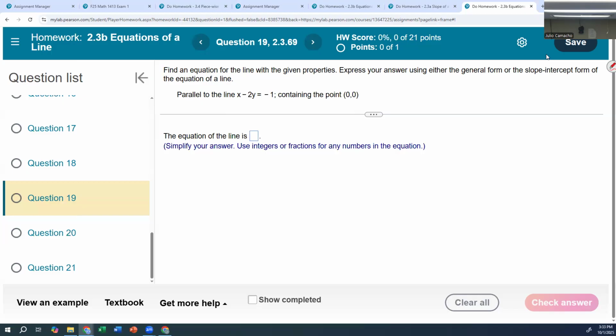So again, they gave the parallel line's equation. Sorry, this equation is in standard form: x minus 2y is equal to negative 1. So we need to convert the formula to slope-intercept form. This equation has to look like y is equal to mx plus b.